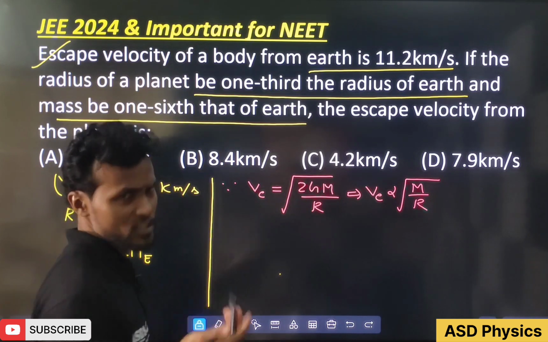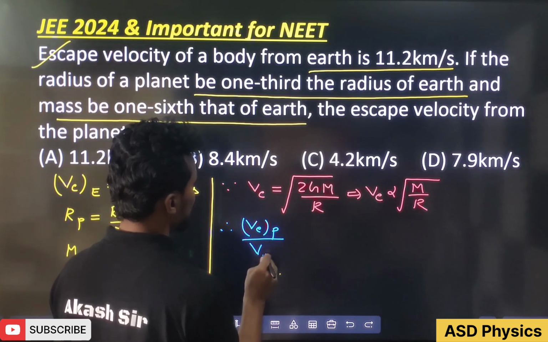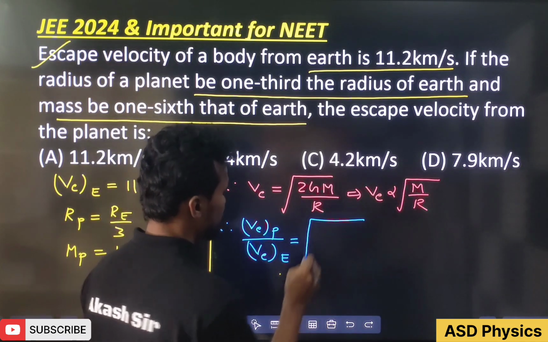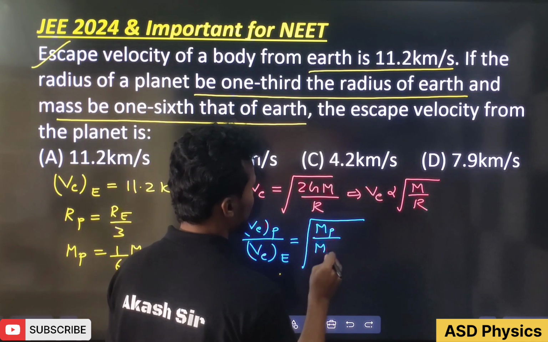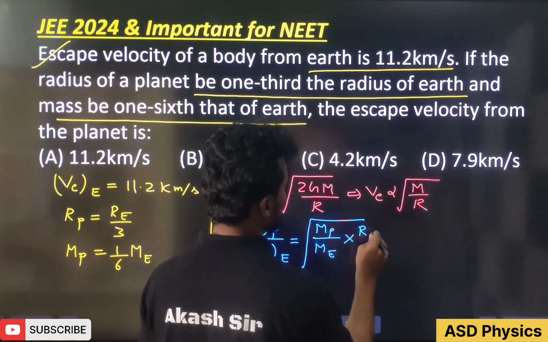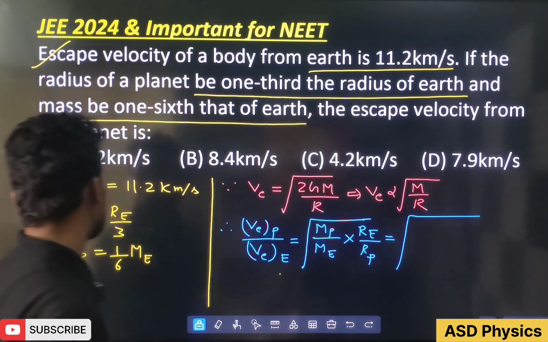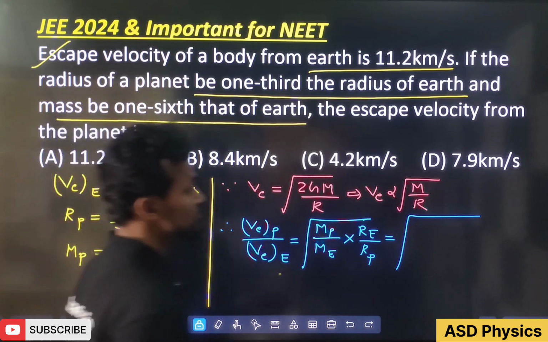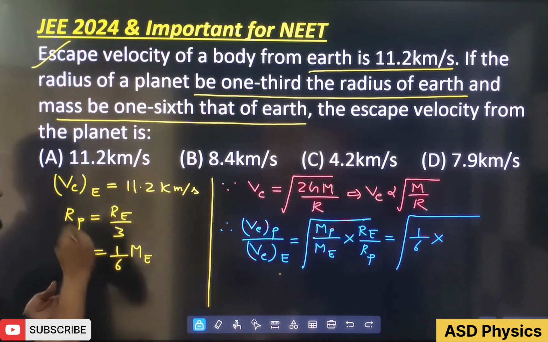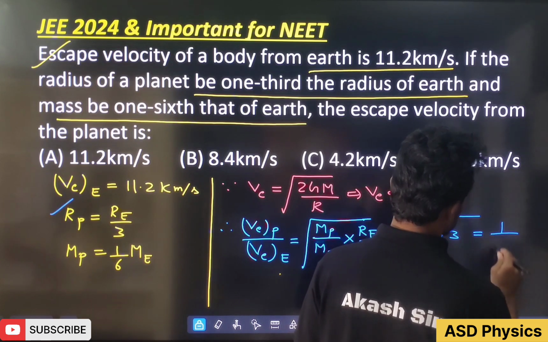Now what we will do? We will make this formula in a ratio form. So what is the ratio form here? We can write escape velocity from the planet by escape velocity from the earth is equal to square root of mass of planet by mass of earth into radius of earth by radius of planet, since mass is directly proportional and radius is inversely proportional. Now just put the values here. Mass of planet by mass of earth will come 1/6, into RE by RP which will come 3. When you simplify this, it will come 1/√2.